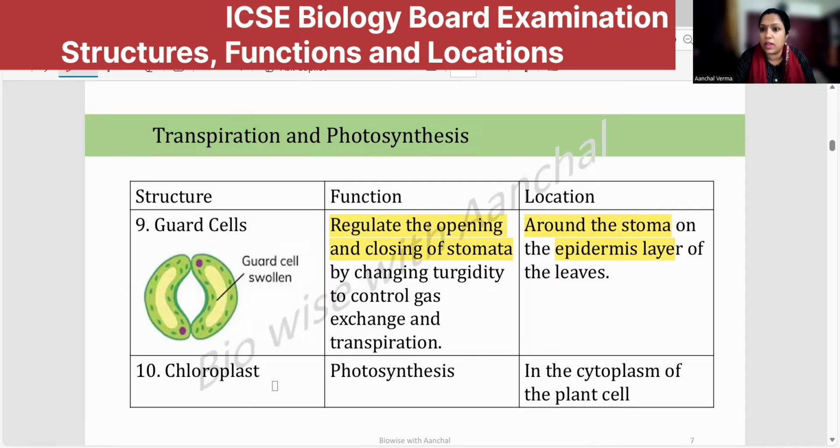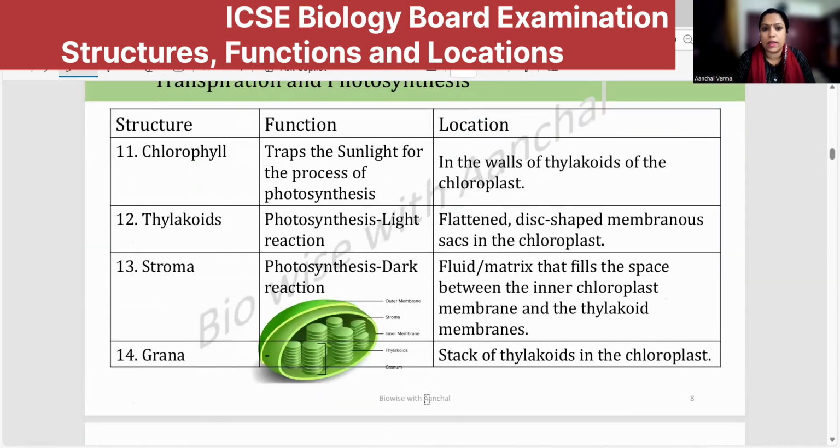Chloroplast, it's an organelle present only in the plant cell. So it's mentioned here in the plant cell, and the process is photosynthesis. Different steps of photosynthesis take place in different components of the chloroplast. We'll see it in the next slide.